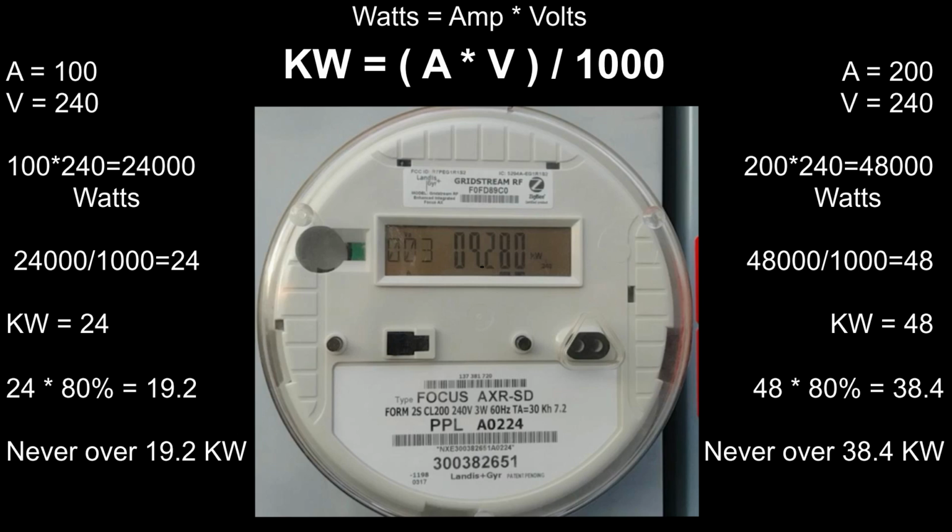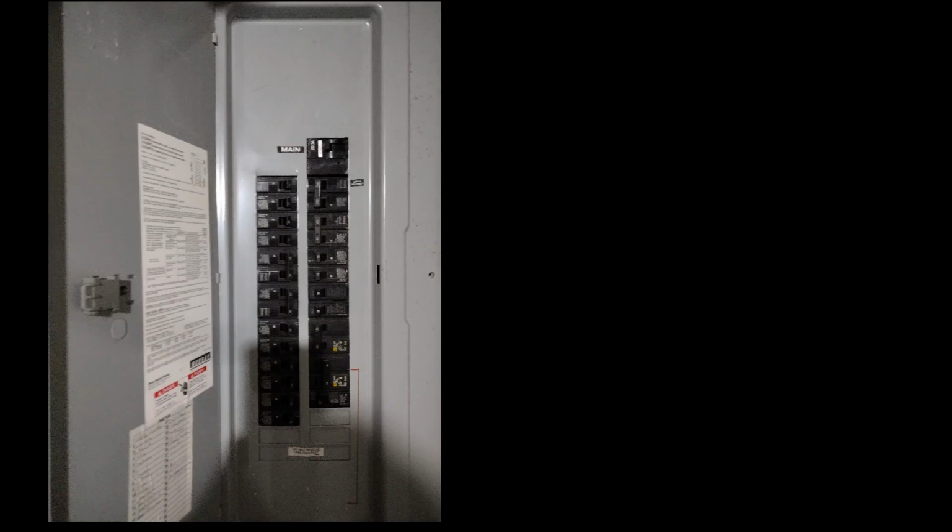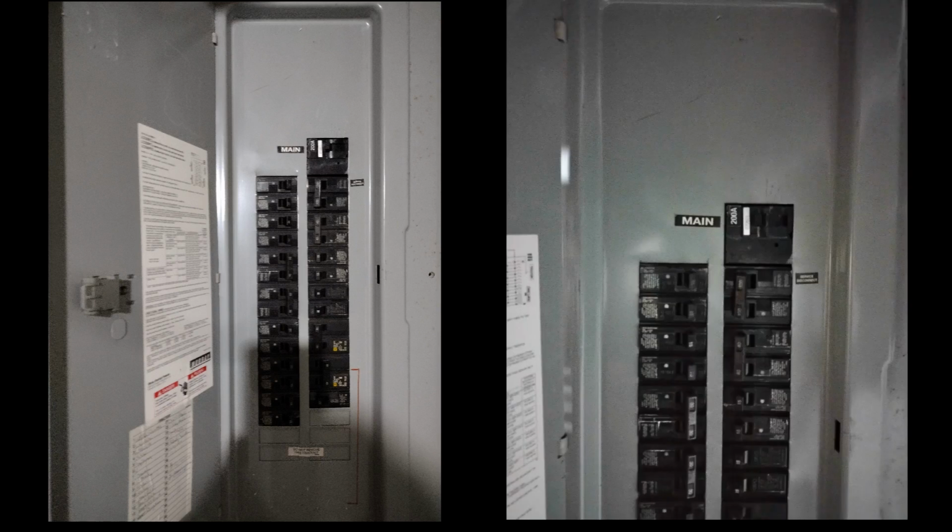If you're not sure what size system you're using, you just go to your main breaker panel, most likely in your basement or garage. You're going to look for the largest breaker at the top of the box. That's going to tell you, it's going to say 100, it's going to say 200, it might be higher, it might be lower, but it's most likely going to be one of those two, and that's going to tell you what size system you have for your house.